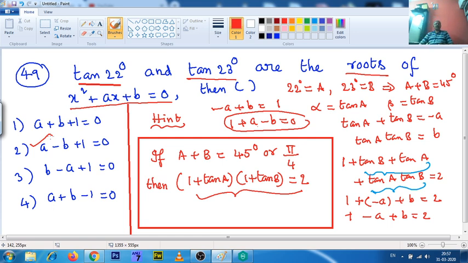Once again, I give more emphasis on this question. This question is based on the trigonometric concept. Please see, if A plus B is equal to 45 degrees or pi by 4, then 1 plus tan A into 1 plus tan B equals 2. You need to remember this condition. If you remember this condition, easily we can solve this problem. It will be useful.